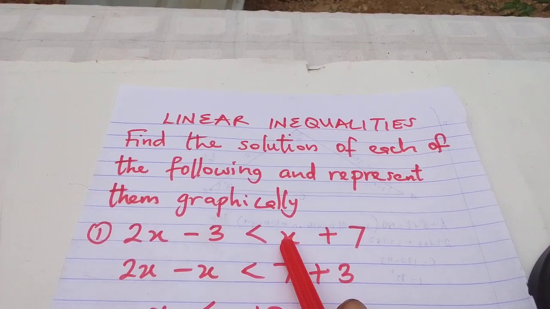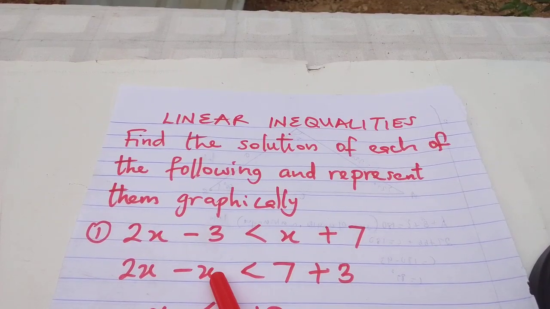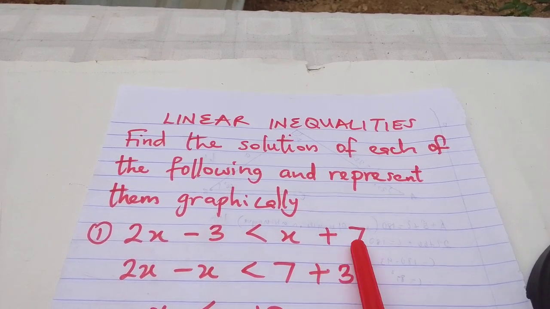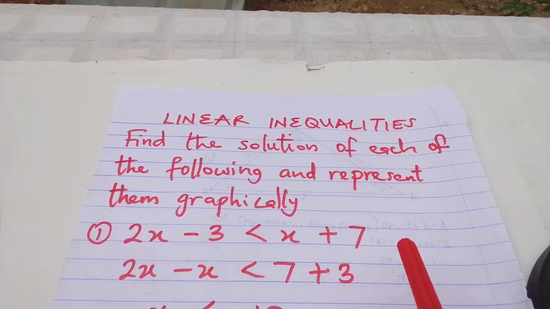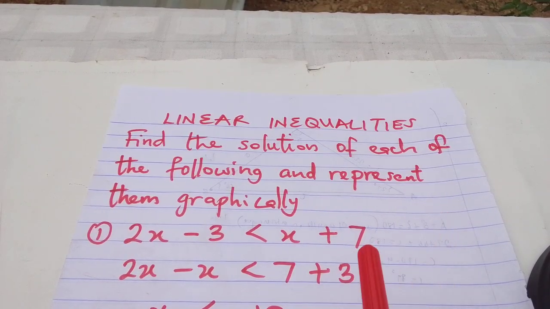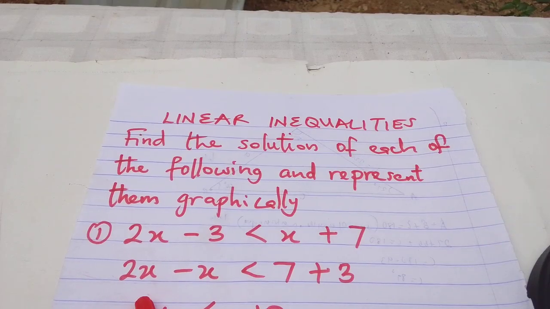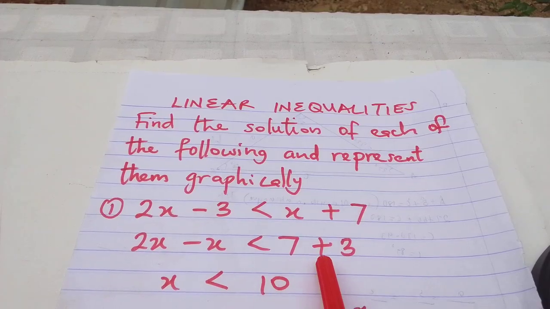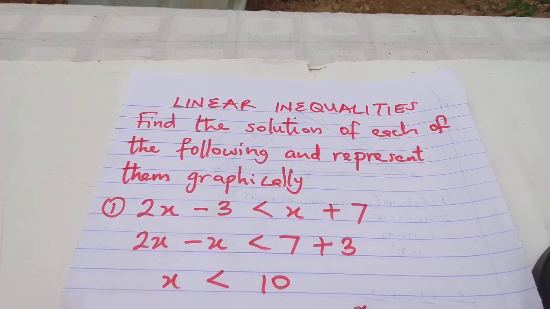Plus. And it is plus here. When it comes here, now turn to minus x. And this minus 3, when we bring it here, it will now turn to plus 3. So we bring those ones that are similar together. We now have 2x minus x, which will give us x. 7 plus 3 will give us 10.